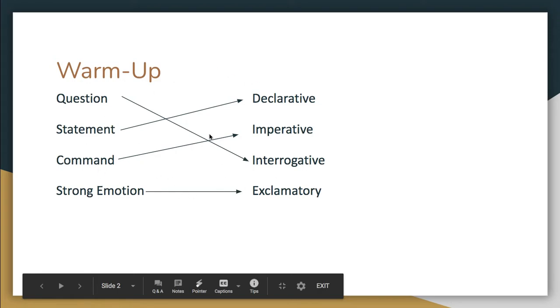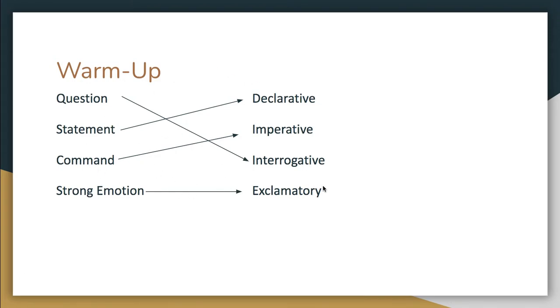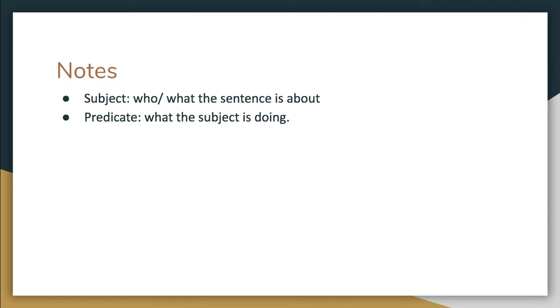Okay? Once you get to the bottom, it says the parts of the sentence are a subject and a predicate. We are going to define those. So a subject is who or what the sentence is about. And the predicate is what the subject is doing. So that's the verb. But there's something called the complete subject and simple subject, complete predicate and simple predicate.